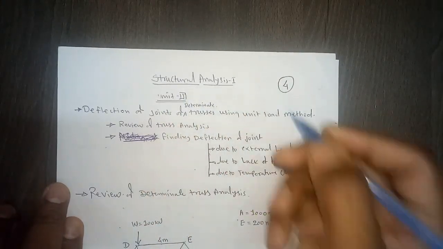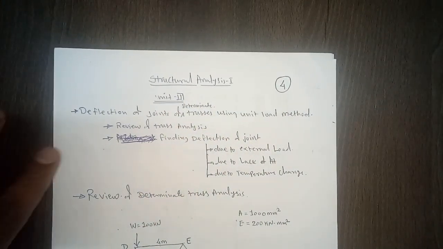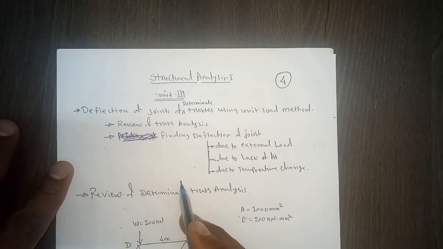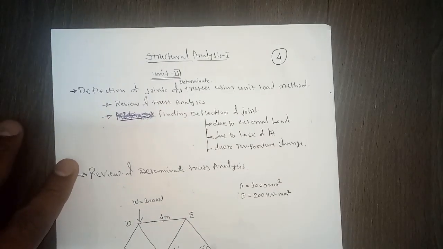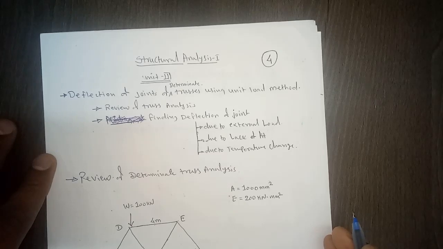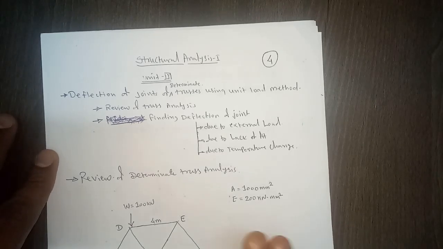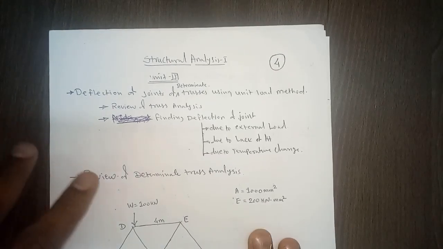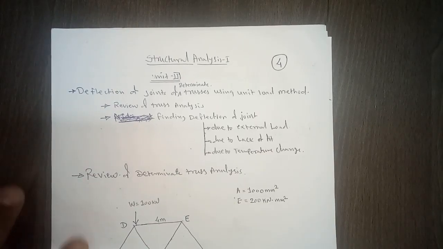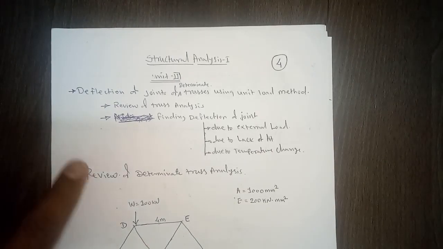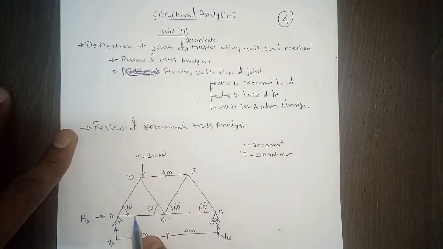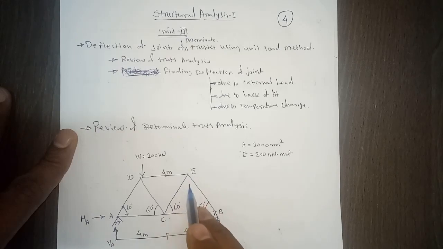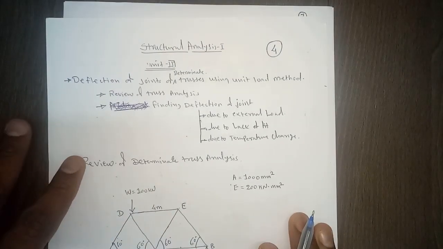Today we'll start the new unit 3. In unit 3 you have the first topic as the unit load method. This method is typically used to find the deflection in a truss. Even though we can use this method for other types of structure like beams and frames, in your syllabus we have the structural deflection of trusses. Using this method we can calculate the deflection of any given joint, or the desired joint, in a particular direction.